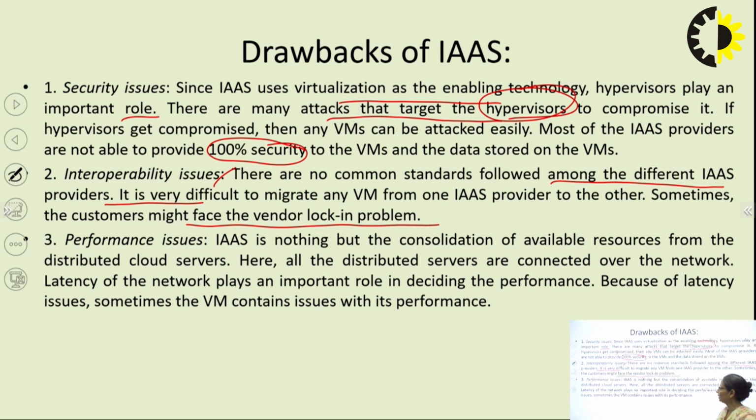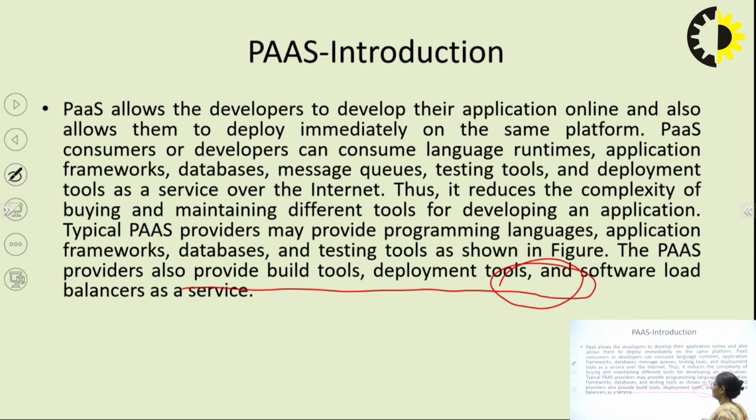Another important drawback is performance issues. IaaS is nothing but the consolidation of available resources from the distributed cloud servers. Here all the distributed servers are connected over the network. So if the network goes down, then the clients or the customers are not able to utilize the services. So the latency of the network plays an important role in deciding the performance.